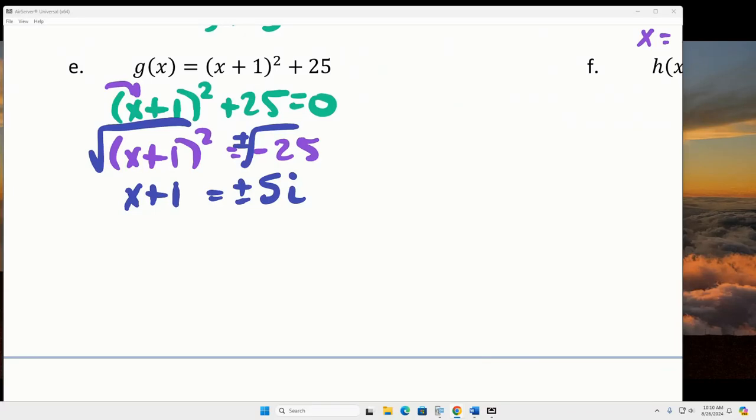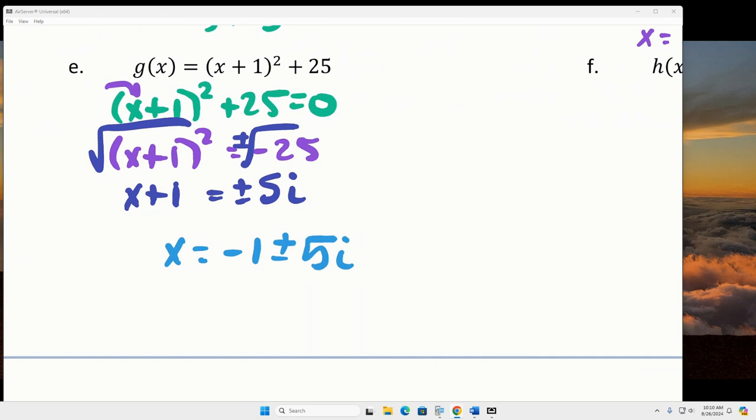We almost have x. So this is x plus 1, so we are going to subtract the 1. Do you think I can subtract the 1 from the i? No. So when we subtract it, we're just going to move it over in the front. You can put it at the end either. It doesn't matter. Typically, you see it in front of the plus or minus in the answer choices.